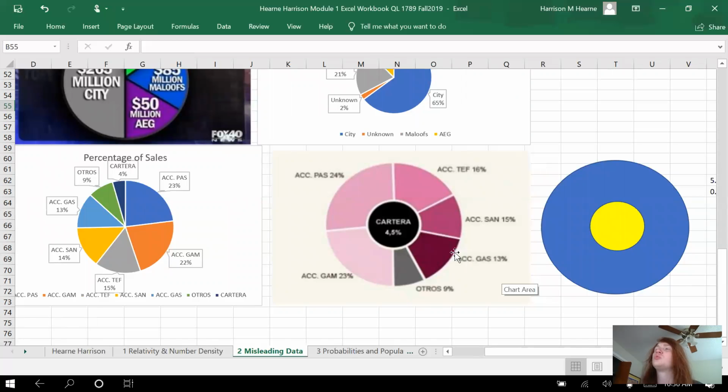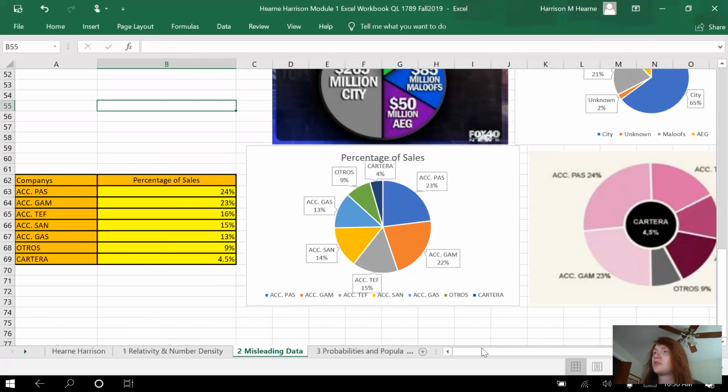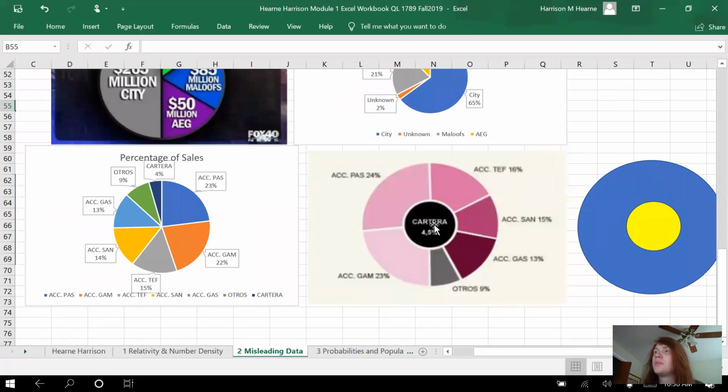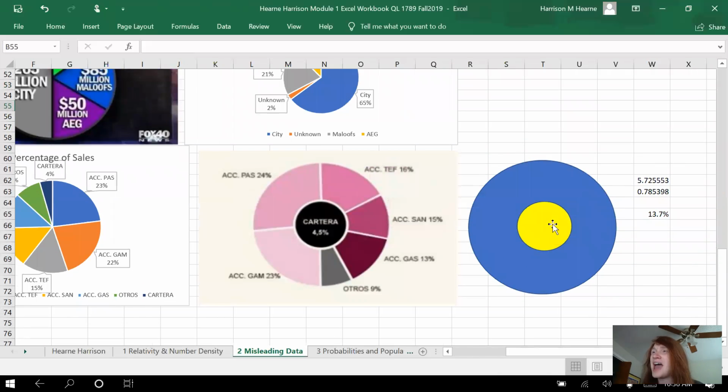However, the really unusual thing is this middle circle here. Instead of being another slice of the pie, Cartera is being represented as a circle inside this pie graph. The problem is they're only contributing 4.5% to the total sales numbers, but this part of the graph is taking up more than 4.5% of the graph. It's actually taking up 13.7% of the graph.